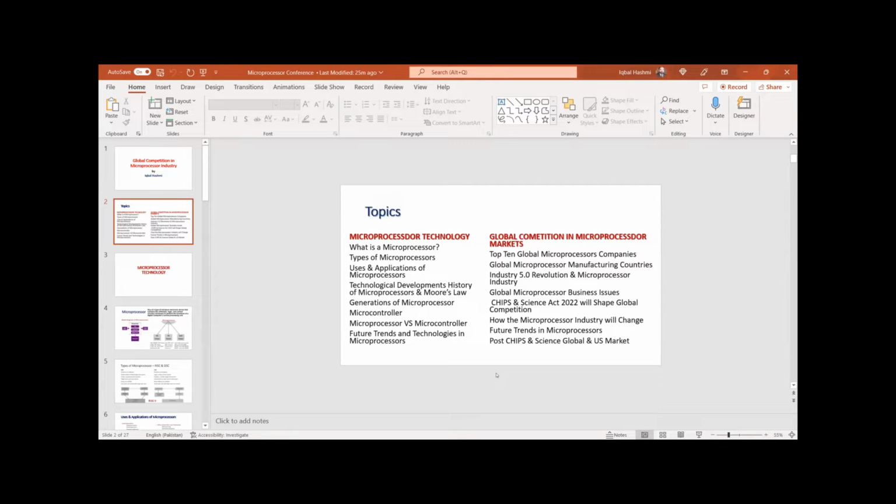And of course, the main influencer of future direction is the Chips and Science Act 2022 of the USA, which will shape the competition in future. So my focus will be on this Chips and Science Act 2022 as well. With reference to this act, I will discuss different scenarios which may happen in future. There is some good news and there is some bad news as well. I will discuss both of them.